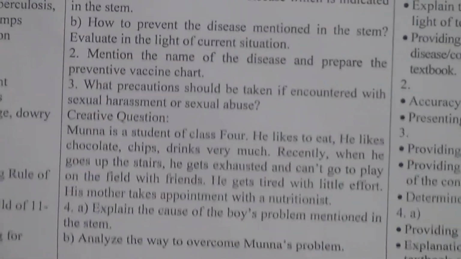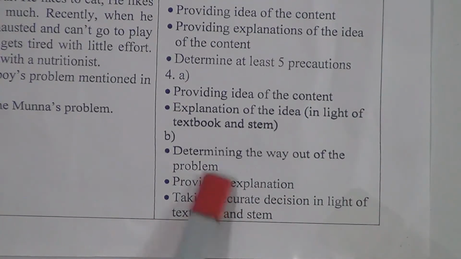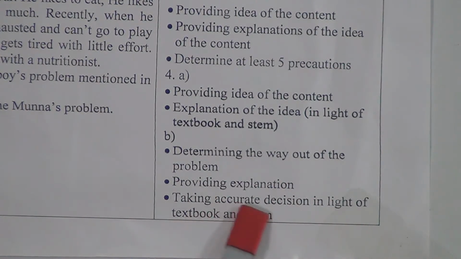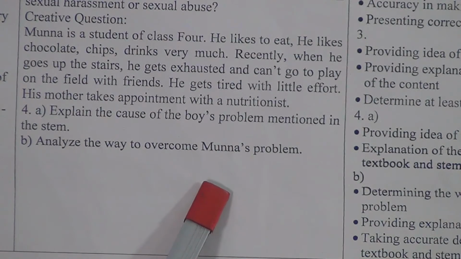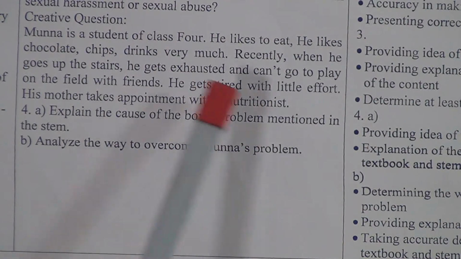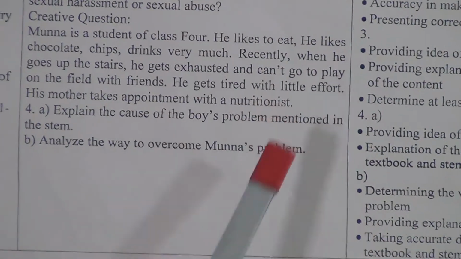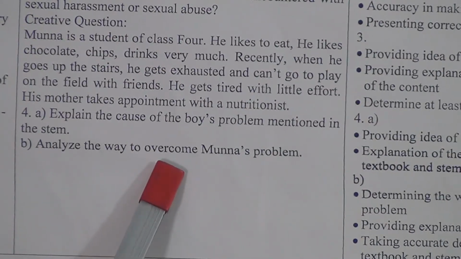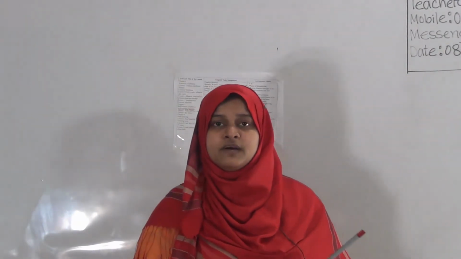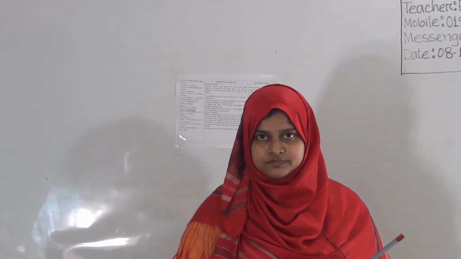Question number B, analyze the way to overcome Munna's problem. For this question, you have to maintain determining the way out of the problem, providing explanation, taking accurate decision in the light of textbook and STEM. So, as we know from the STEM that Munna is getting fatty, and when he goes up the stairs, he feels exhausted. So, how can he overcome? Students, you have to write how Munna can overcome this problem, this disease.